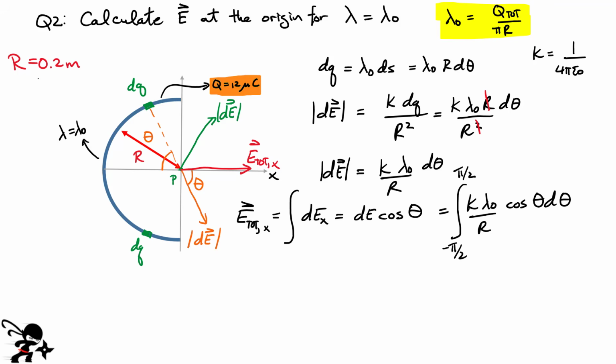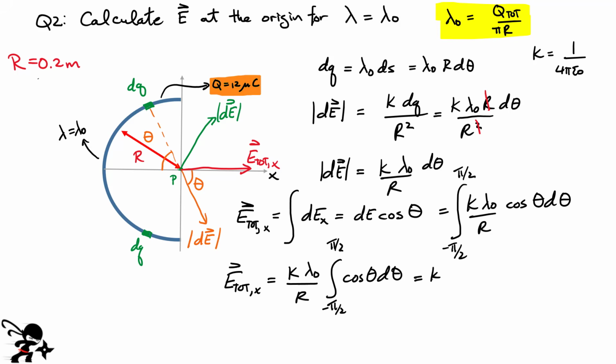Okay, so we have to evaluate this integral. This is pretty straightforward. So the total electric field in this X direction here, take out all the constants from the integral. So that's K, lambda 0 divided by the radius. And you're left with integrating something we've just done: integrating cos theta d theta. We just said the integral of cos theta is sine, evaluated between pi over 2 and minus pi over 2. And that gives you, well, let's go ahead and do it.